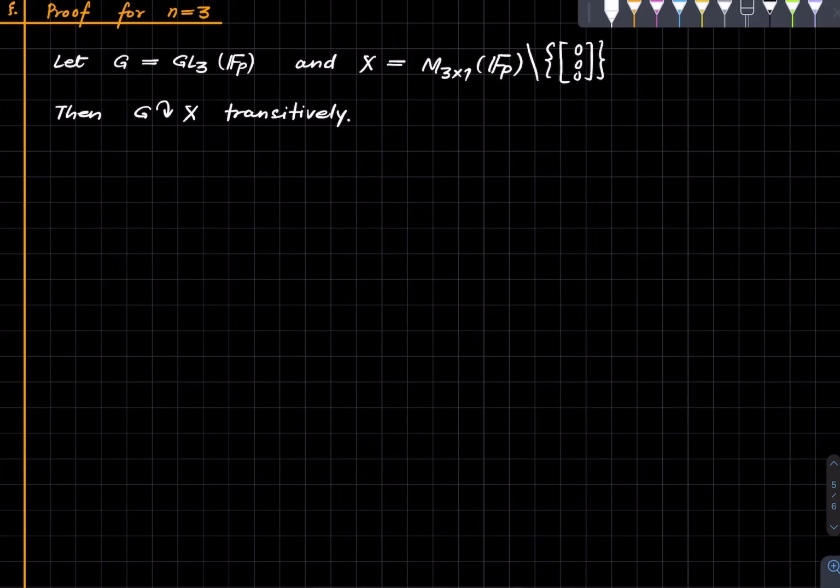Right? So it's the punctured 3-dimensional vector space over FP. And then we have the same action that we had previously, just the matrix multiplication action. And this is also a transitive action. I leave you to justify that. It's the same justification. So this is a transitive action.